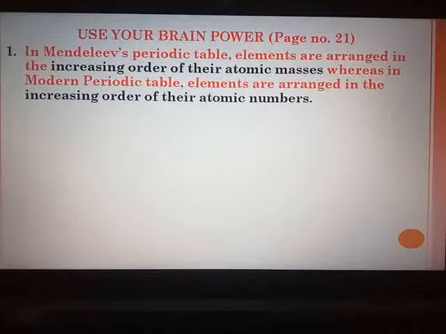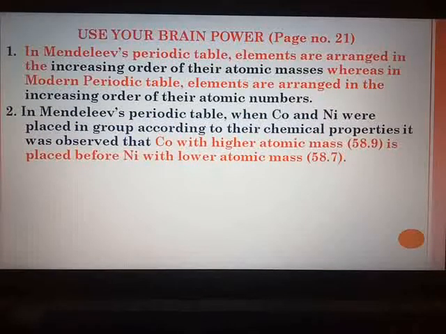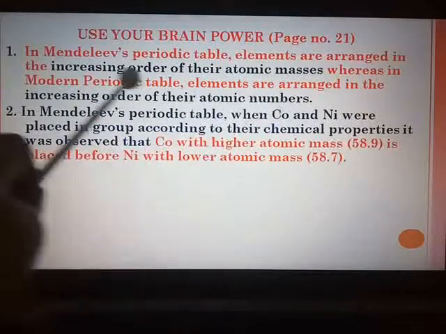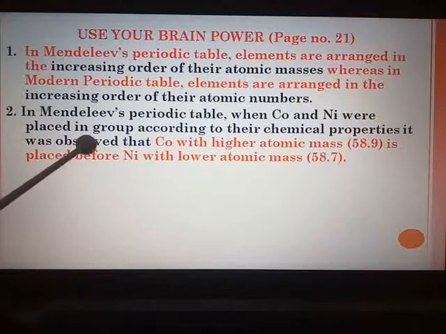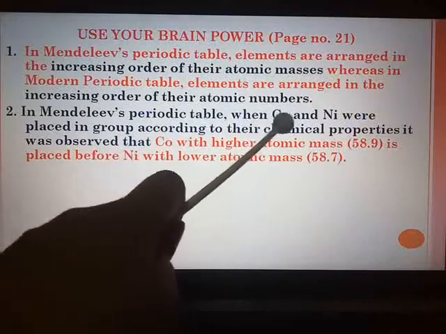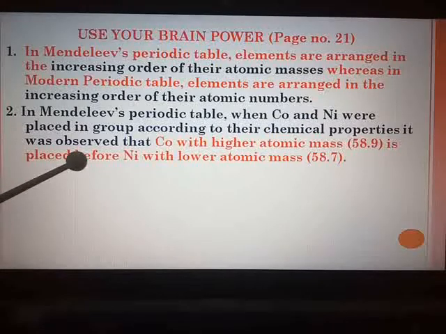In the next point, you should find out what the actual problem was. In Mendeleev's periodic table, when cobalt and nickel were placed in a group according to their chemical properties, it was observed that cobalt with higher atomic mass 58.9 is placed before nickel with lower atomic mass 58.7. Now, when the elements are arranged in increasing order of atomic masses, then this placement is totally wrong. It did not fully obey Mendeleev's periodic law. Cobalt with higher atomic mass was placed before nickel with lower atomic mass.